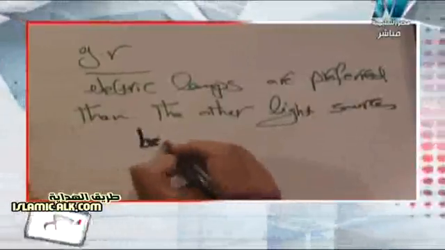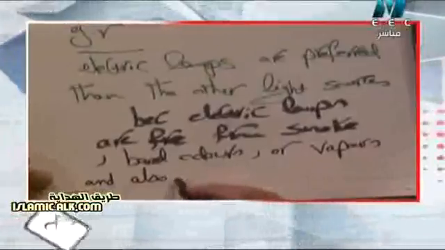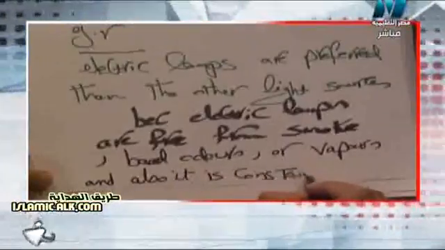Why do we choose the electric lamp over the other light sources? Because we have many reasons. Electric lamps are free from smoke. They don't produce any smoke, bad odors, or bad smells like the candle or the fire, or vapors. This question has more than one reason, as I said. Also, it is a constant source of light.